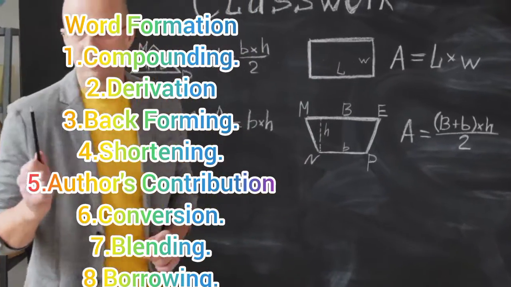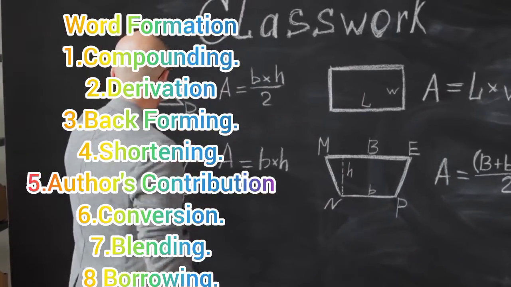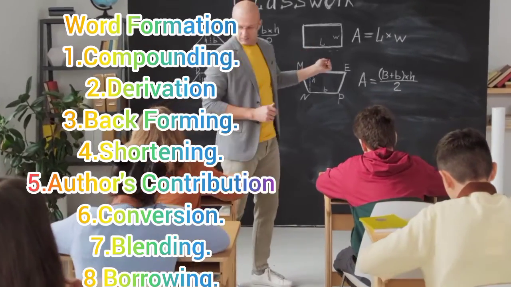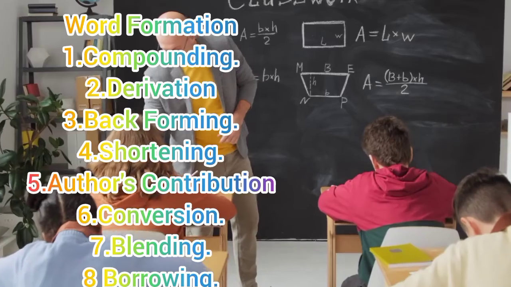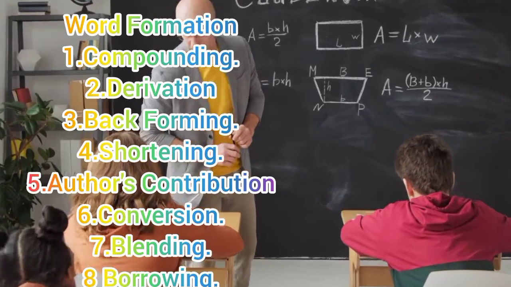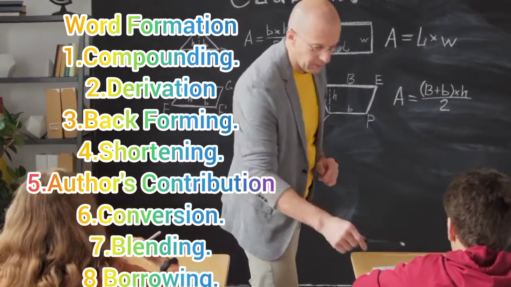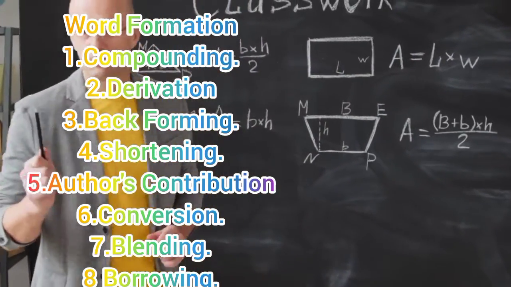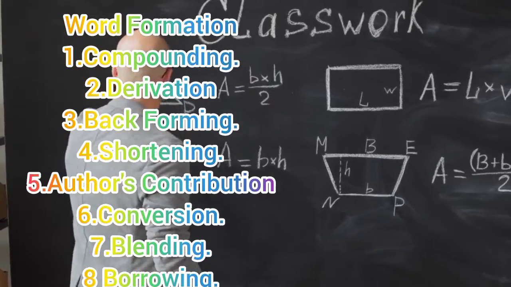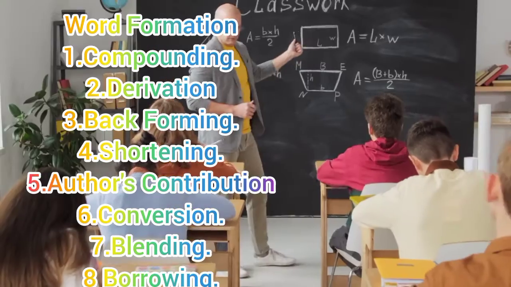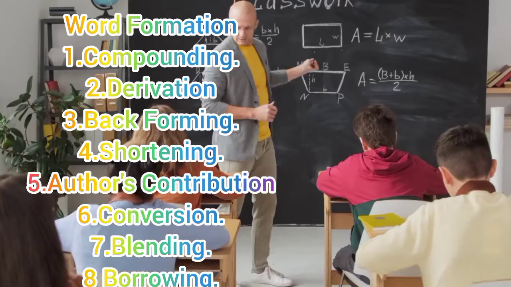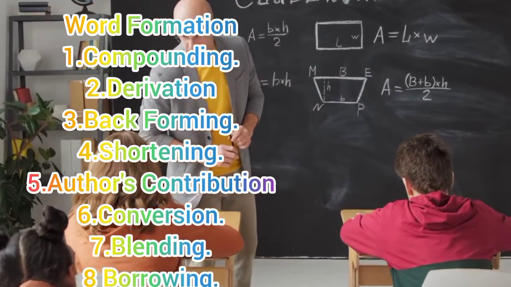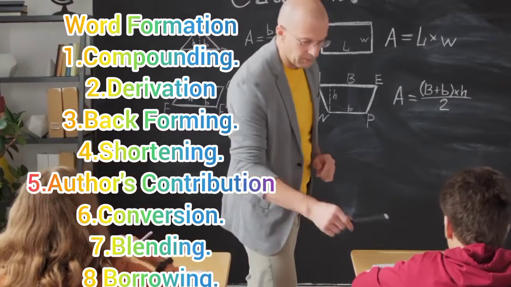Then we have blending. Blending is also a kind of combining, giving new words. Blending helps us, like smoke and fog. They are both combined and they have produced a new word, smog. So we have the word smog, taken from smoke and fog. Both are combined, like the word synergy. This word is also a kind of blending.